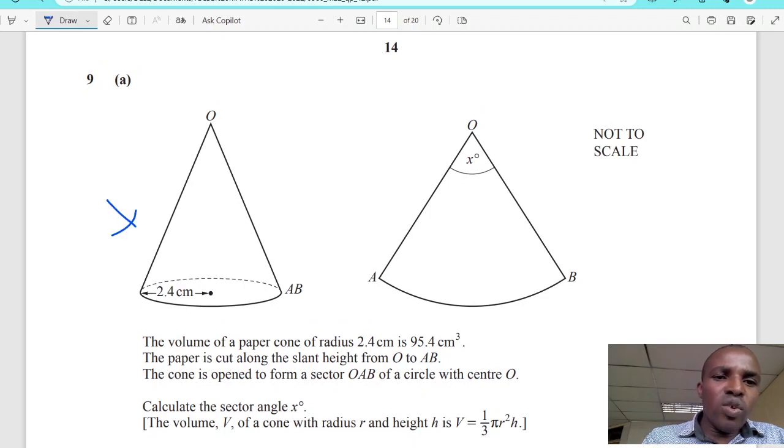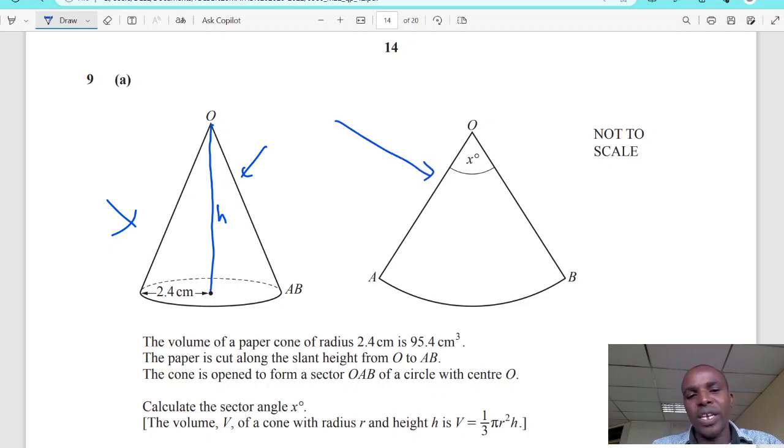So which means for a cone, we must have the height H. They said what here? The volume of the paper cone of radius is this one. So height H, then this side is the same as this side here. That's OA. So they said volume is of radius 2.4. Here we have circumference is now equal to arc length on this side. Circumference here is 2 pi r or pi d. Right? So 2 pi r or pi d, that's circumference.